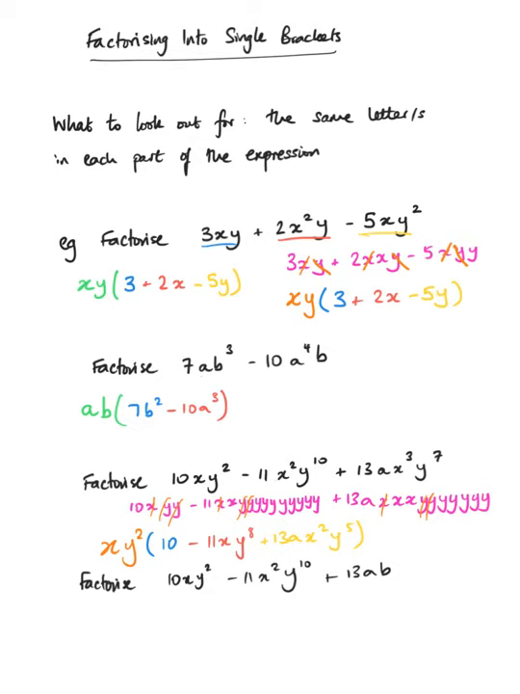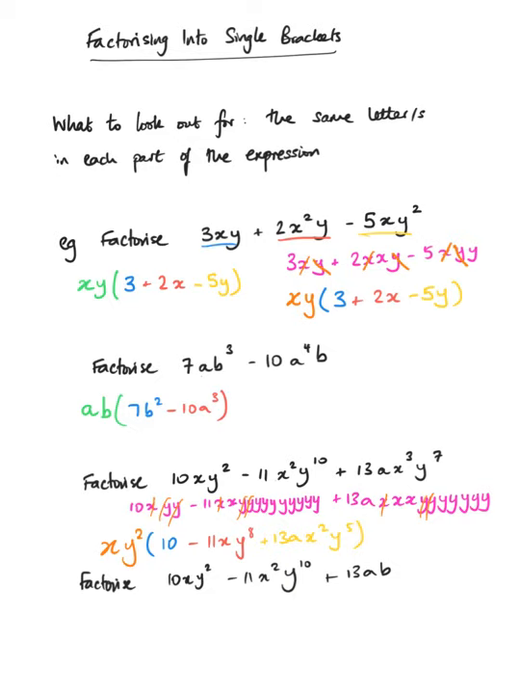Now when I look at this last one, a and b aren't in the first two parts. So basically all I need to do, because there aren't any shared letters, is factorise those first two parts, so the 10xy squared minus 11x squared y to the 10, and then afterwards it will just be plus 13ab.